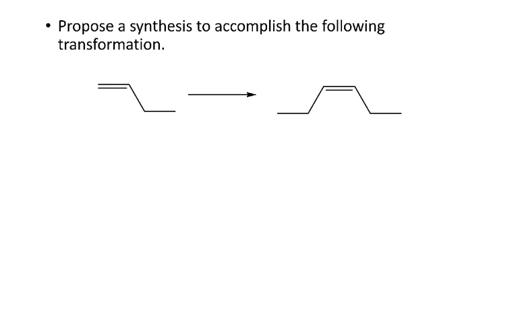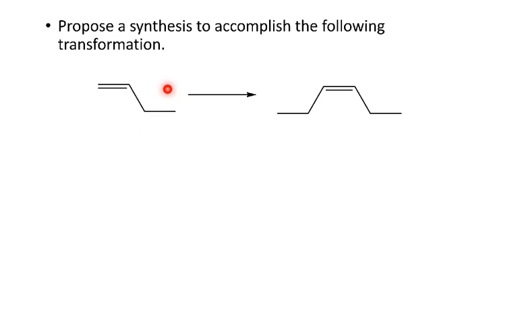And so I want to propose a synthesis to accomplish the following transformation. And so essentially what I've done here is I started with 1, 2, 3, 4 carbons. I now have 1, 2, 3, 4, 5, 6 carbons. So I've effectively added an ethyl group here. And so I've added a carbon-carbon bond. The only way that we've learned in this chapter to add carbon-carbon bonds is with alkylation of a terminal alkyne.